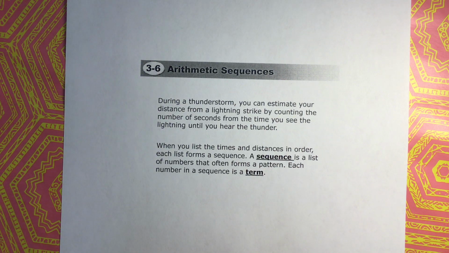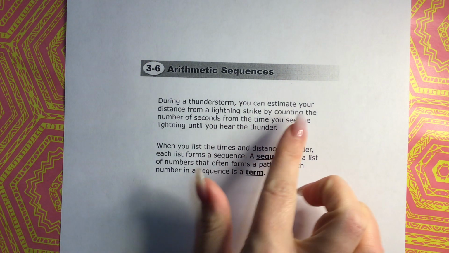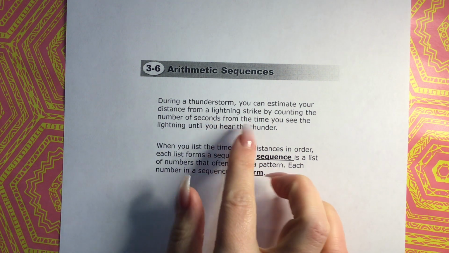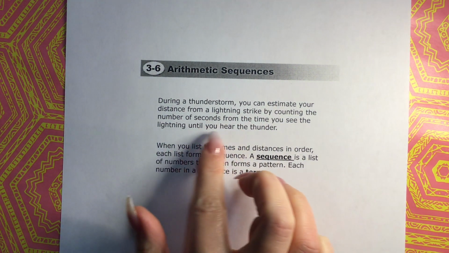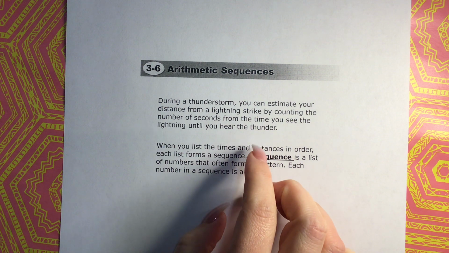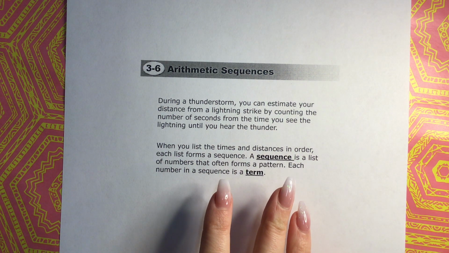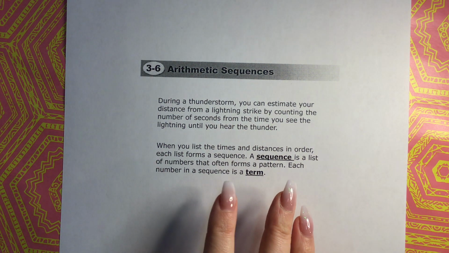So, during a thunderstorm, you can estimate your distance from a lightning strike by counting the number of seconds from the time you see the lightning until you hear the thunder. Have you guys ever done that before? It's kind of fun. Except if the lightning's super close, then it can get a little scary.